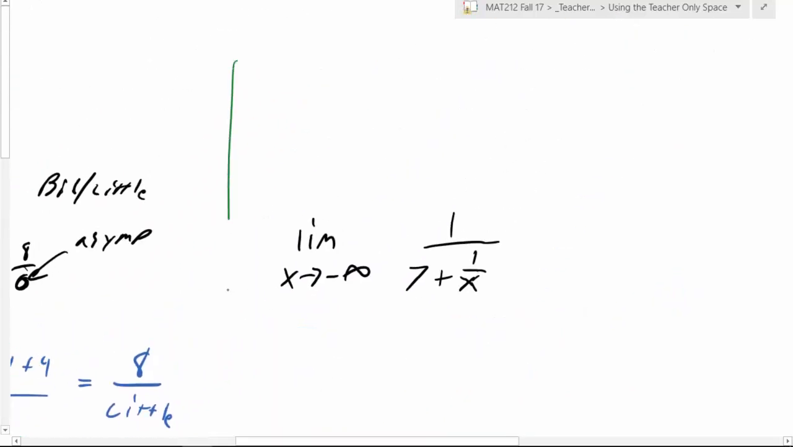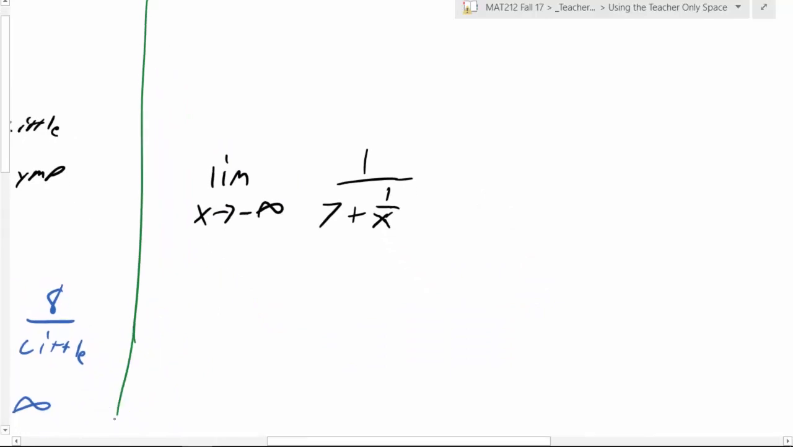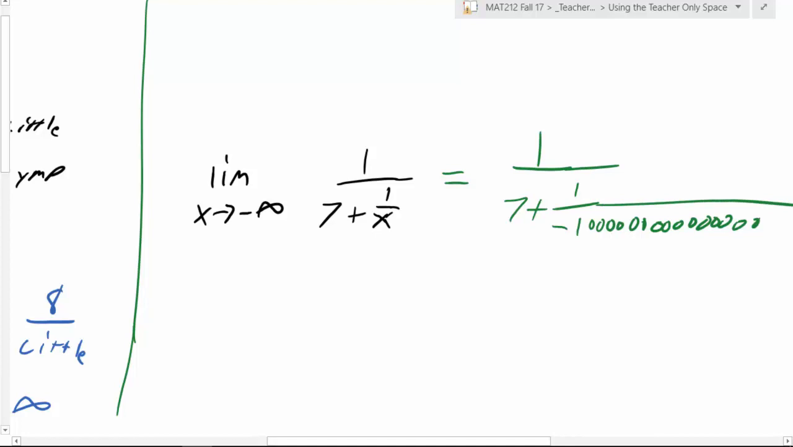Now, a separate problem I want to do with you is this one, where you can see I have the limit as x approaches negative infinity of 1 over 7 plus 1 over x. All right, so you're not allowed to substitute in infinities because it's not a number, but you could just say this is a negative, really, really big number. Think about this as negative 1 followed by zeros, just something gigantic, and you could just keep writing these zeros forever. So instead of writing all that out, we just write it's a negative big number.